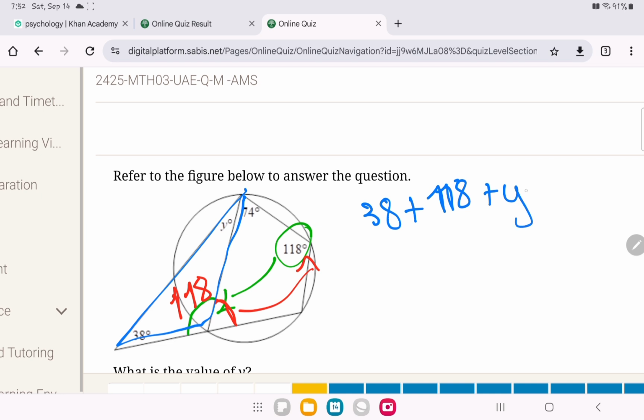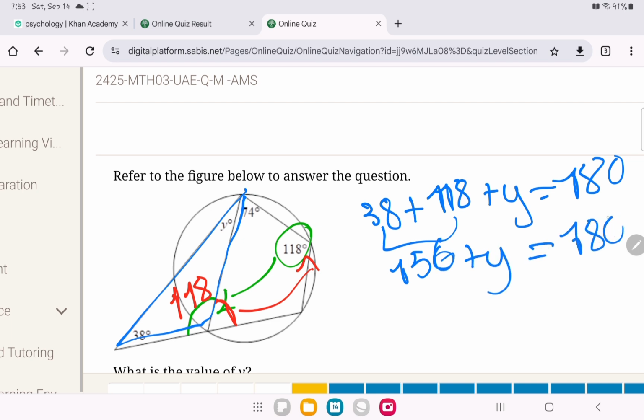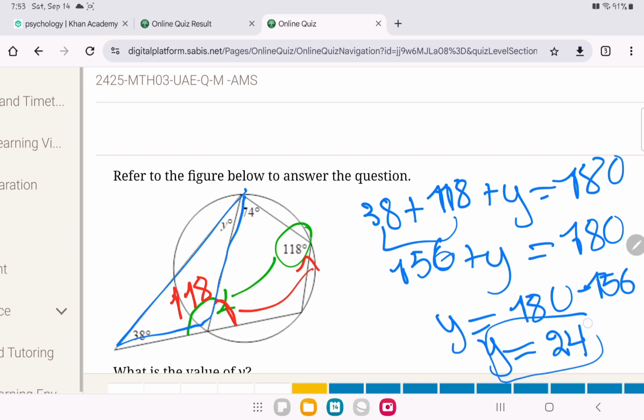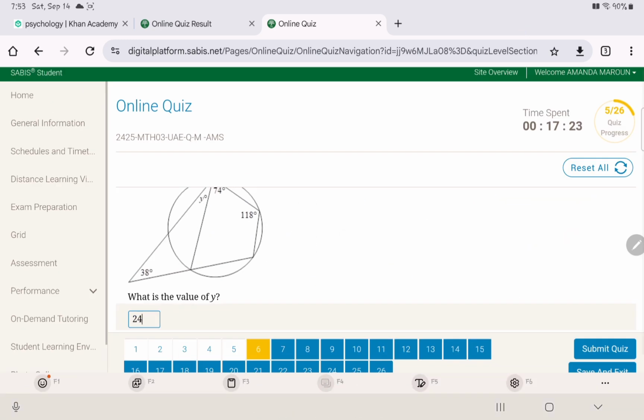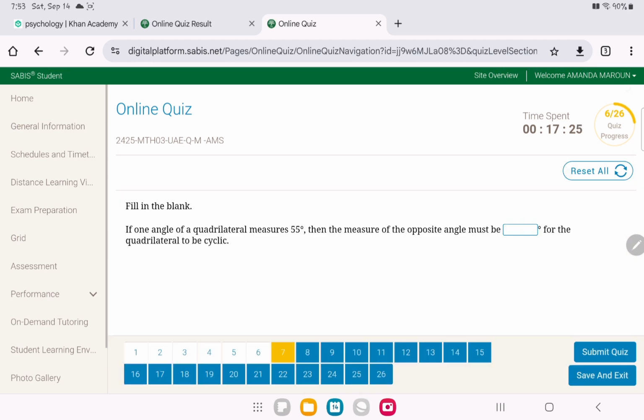So 38 plus 118 plus y is equal to 180. This plus this is 156. 156 plus y is equal to 180. So then y is equal to 180 minus 156. So then y is 24. Very simple. We got y as 24.